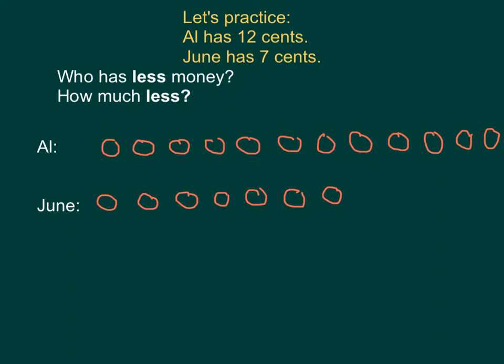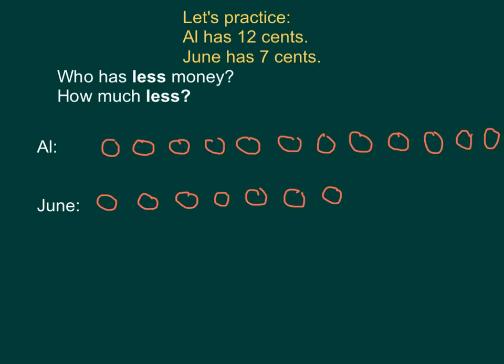So boys and girls, let's practice here. Let's do another one. This one here says Al has 12 cents. June has 7 cents. Our questions that go along with this number story today are a little bit different than the ones we just did. The first question is who has less money? And then our second question is how much less?